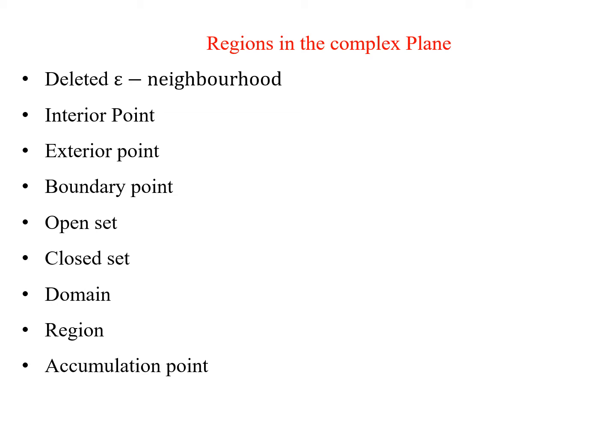So now you enter the major level of the complex plane. So we're going to see only the definitions of the following. That is, deleted epsilon neighborhood. What is deleted epsilon neighborhood? Interior point, exterior point, boundary point, open set, closed set, domain, region, and accumulation point.